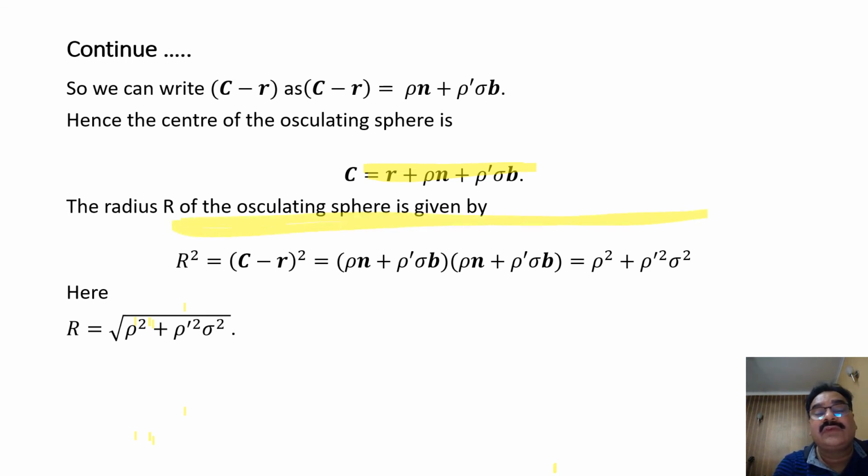So just check it. This r is given by this. It means r you may write like this: under root rho square plus rho dash square sigma square. So in this way, these are the two important theorems here in the case of the osculating circle.